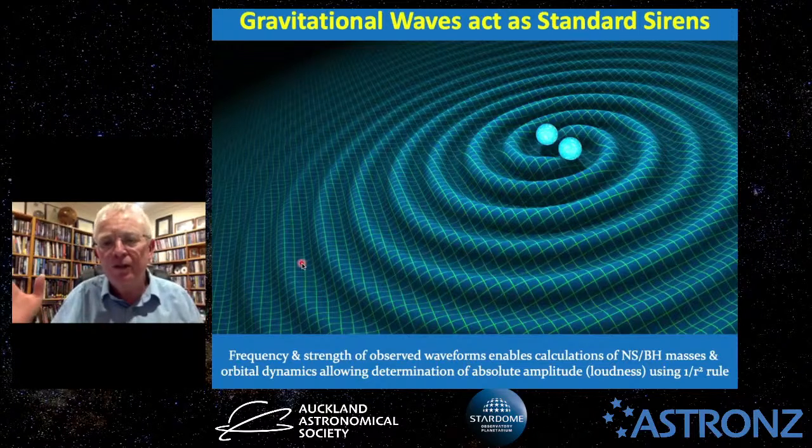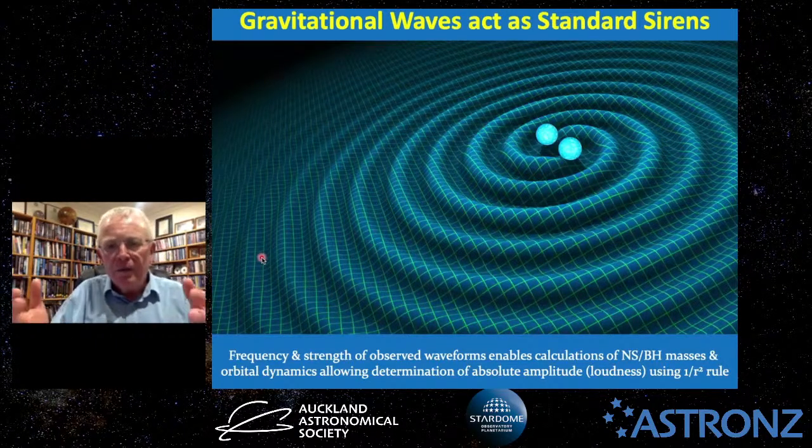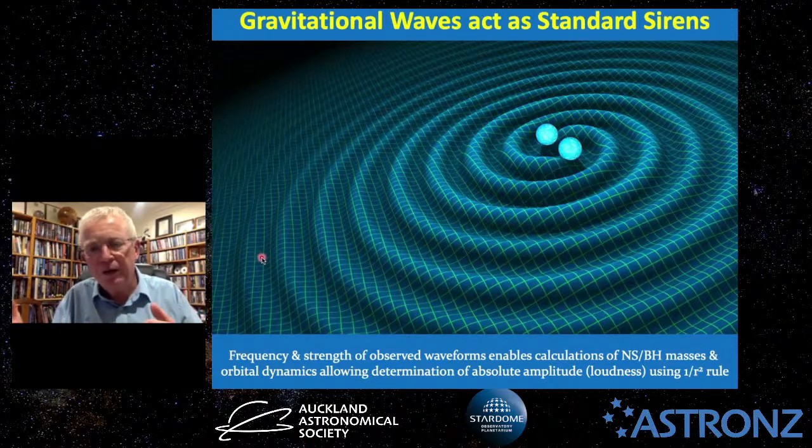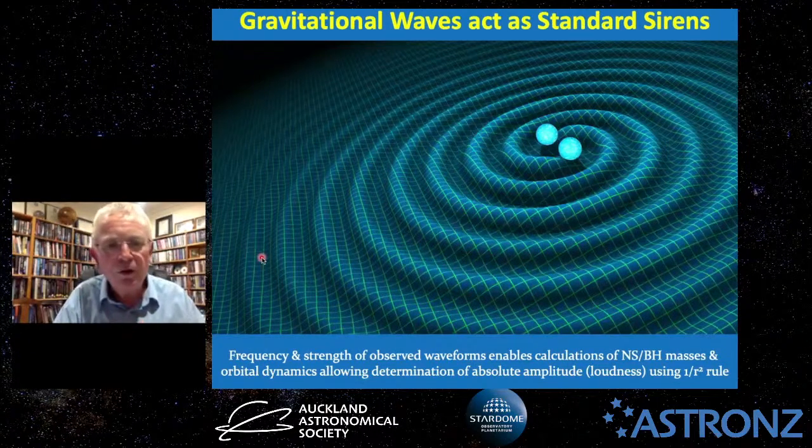Billions of years and billions of light years later, we can pick them up and detect them with our detectors on Earth. And they study the frequency and the amplitude, or strength, of these waveforms that we detect. And from there, they can tell you the masses of the neutron stars or the black holes, and the most likely sort of byproduct of the merger.